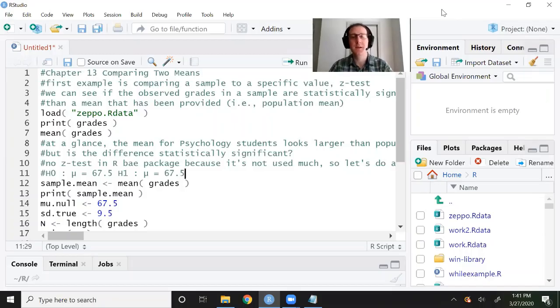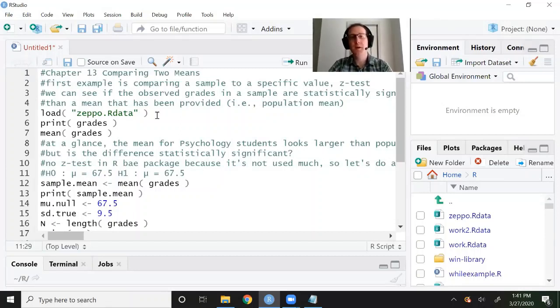One thing I will say is that there isn't actually a great way to run z-tests in R in the same way that there is for most of the other analyses that we'll be doing in this class, just because it isn't used very much at all. So people don't really make functions and packages for z-tests. But with that said, let's jump into this example.